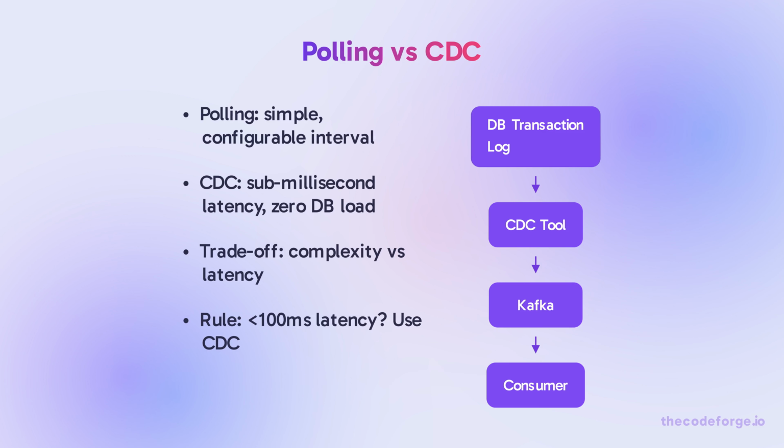The simplest publisher polls the outbox table every n milliseconds. This works fine for most systems, but has two drawbacks. Polling adds latency proportional to the poll interval, and it puts load on the database.